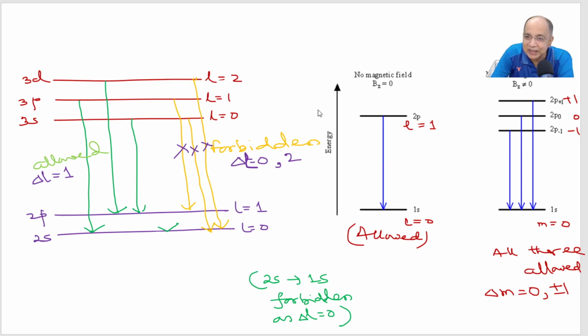Now this is no magnetic field, 2p to 1s. This is just an example, whether it is allowed or not. 2p to 1s is allowed because L is equal to 0 and then delta L is equal to 1. This is 0 minus 1, that is minus 1. So this is allowed. But this is also allowed because this 2p level will be split into 3 orbitals which have varying energy. So degeneracy has been lifted.